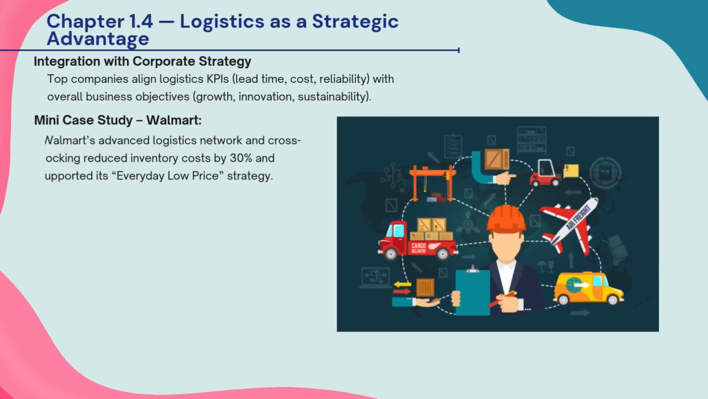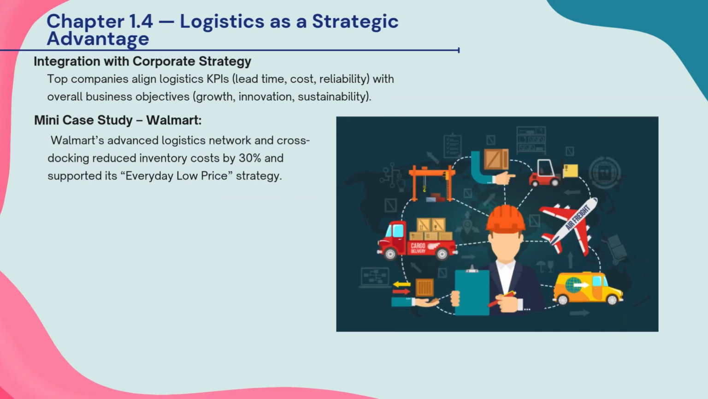Top companies connect their logistics goals with overall business strategy. They align logistics KPIs like lead time, cost, and reliability with business objectives such as growth, innovation, and sustainability. For example, Walmart used cross-docking and a strong logistics network to reduce inventory costs by 30%. This directly supported their everyday low-price strategy by keeping product costs low for customers.